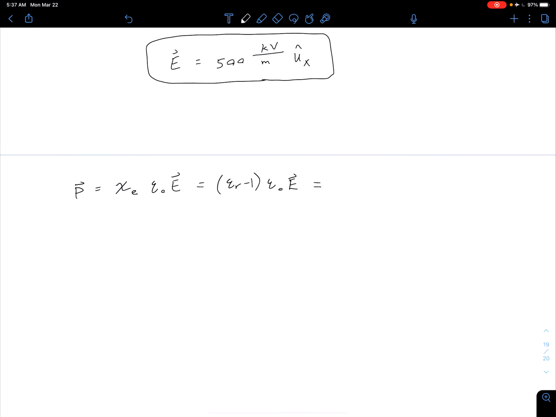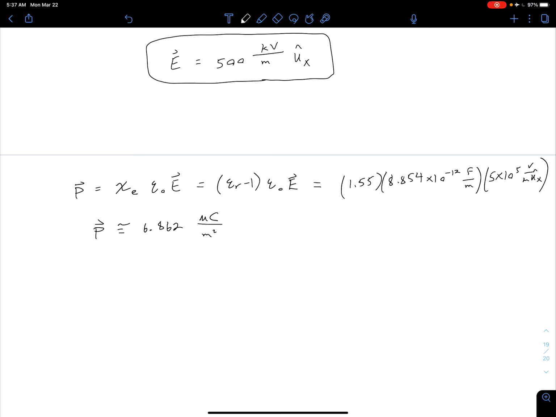Okay, so just plugging in, we have 2.55 minus 1, which is of course 1.55. Our epsilon naught is 8.854 times 10 to the minus 12th farads per meter. And then we just found our electric field is 5 times 10 to the 5th volts per meter in our x direction. Plugging all that in, we get that our polarization is approximately 6.862 microcoulombs per square meter. Remember, our units for polarization are charge per area, and that's also going to be in our x direction. Okay, so there's our polarization.